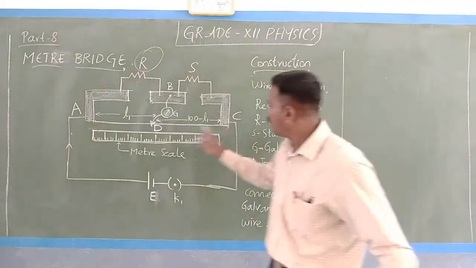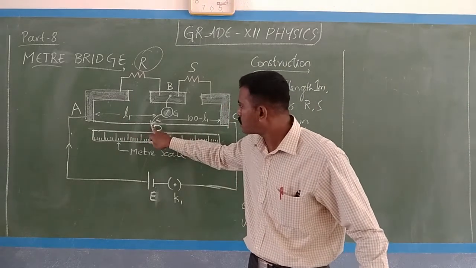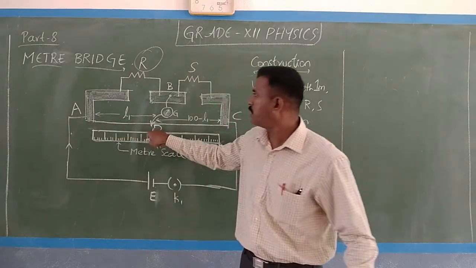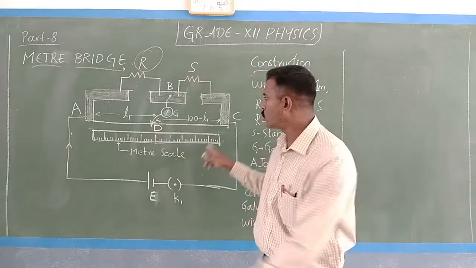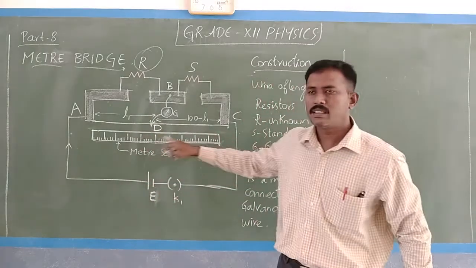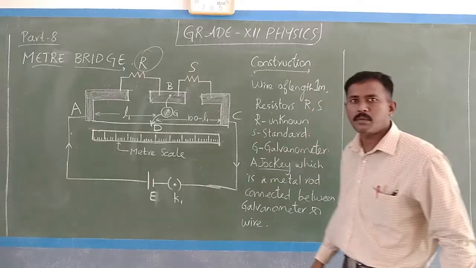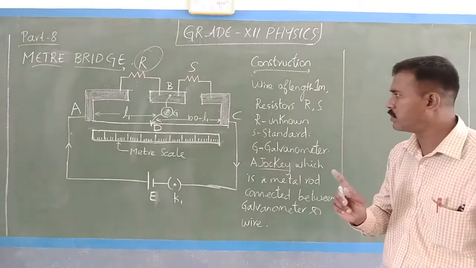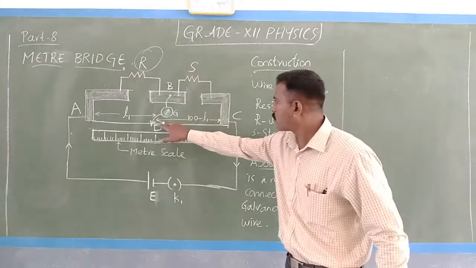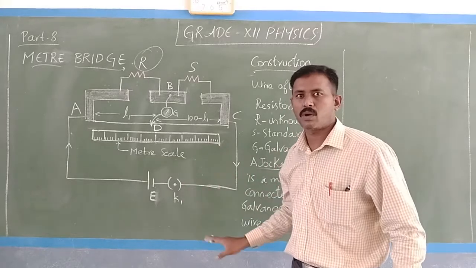So this length is L1. The distance between A and D is considered as L1. The total length is 100, in centimeter scale. The total length is 100 centimeters, that is equal to 1 meter. And the rest of the length is 100 minus L1.